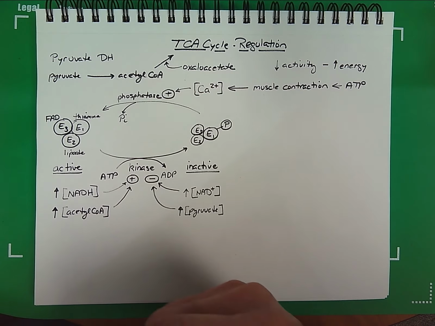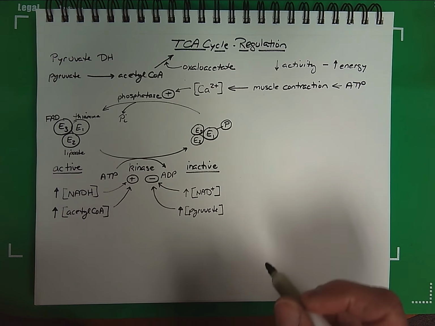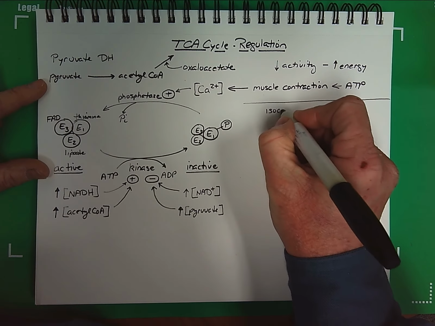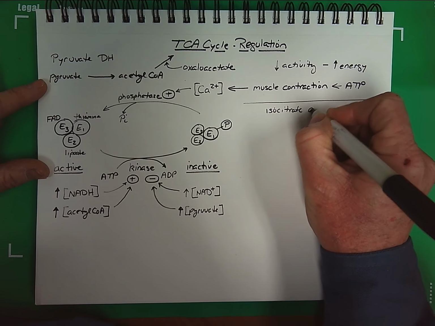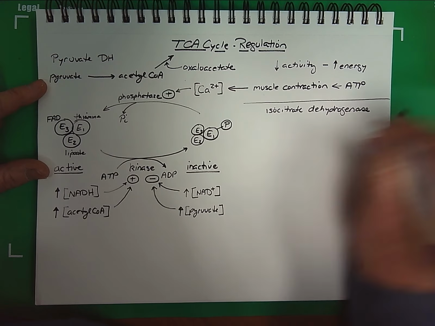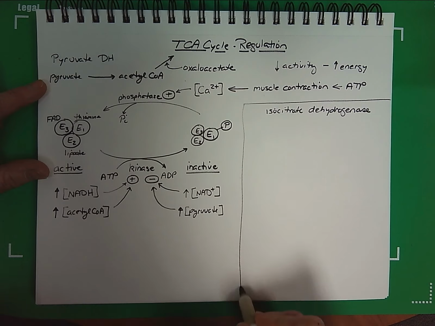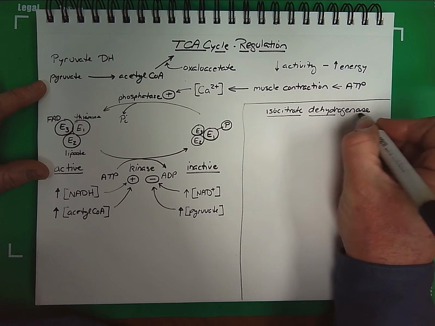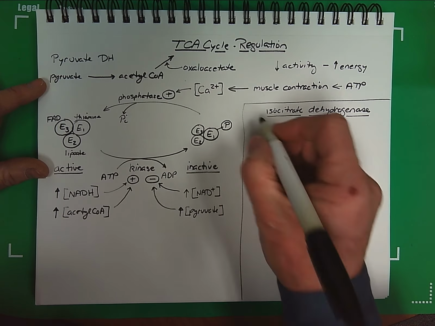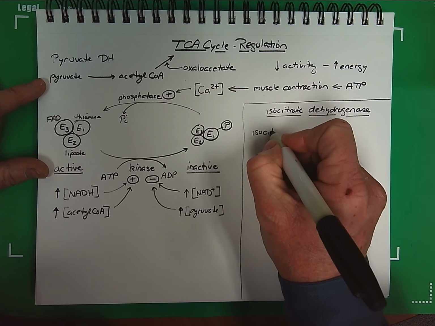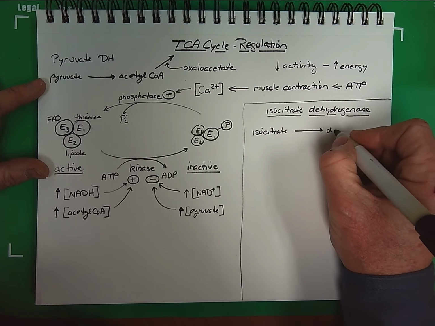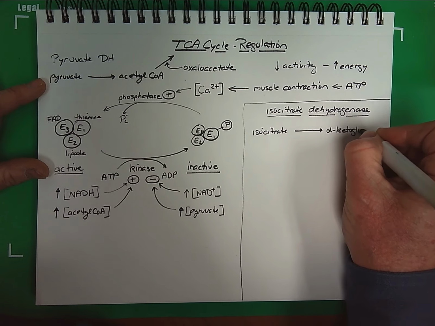The next step of regulation of the TCA cycle is with the enzyme isocitrate dehydrogenase. So now, this step here, we are actually in the TCA cycle. So recall, this particular enzyme converts isocitrate into alpha-ketoglutarate.